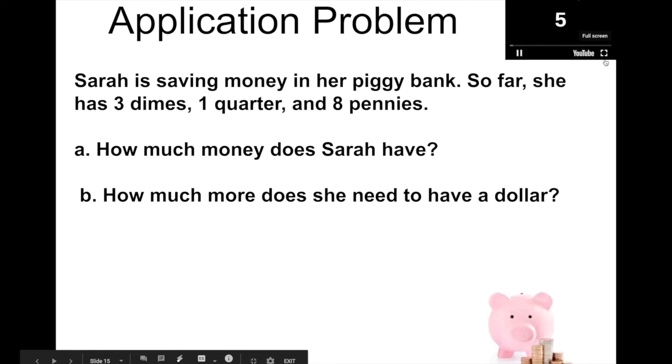She has 3 dimes, 1 quarter, and 8 pennies. Start the time now.